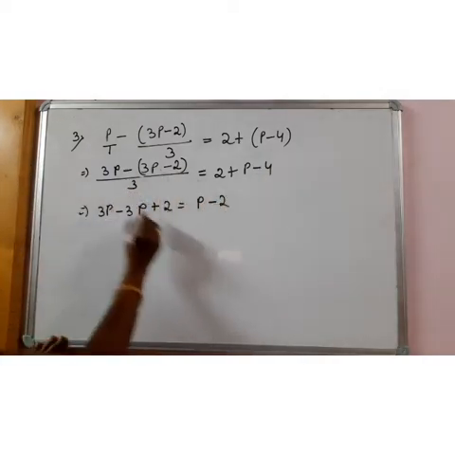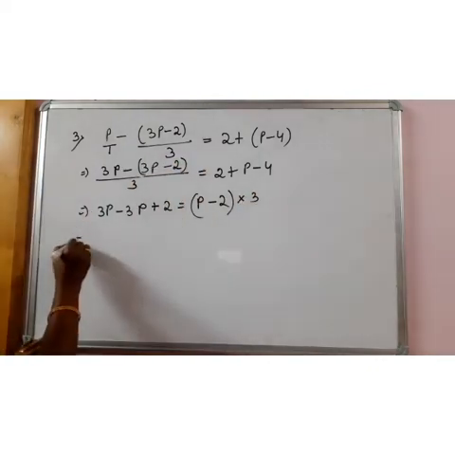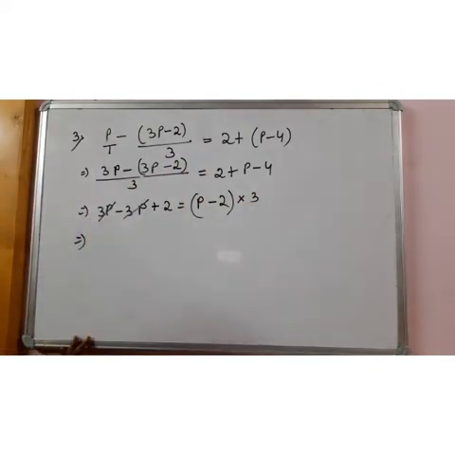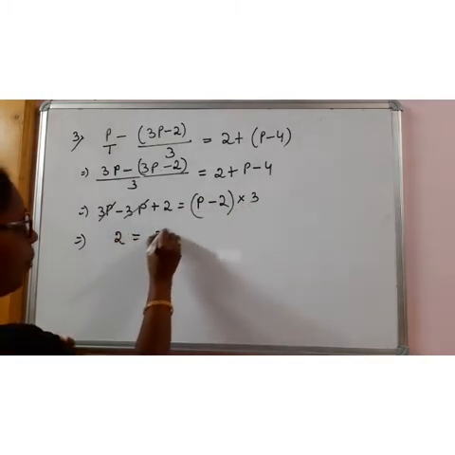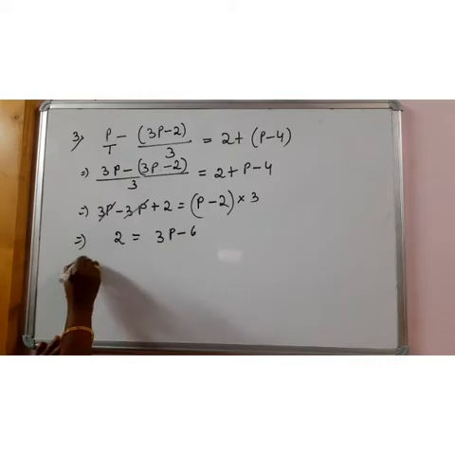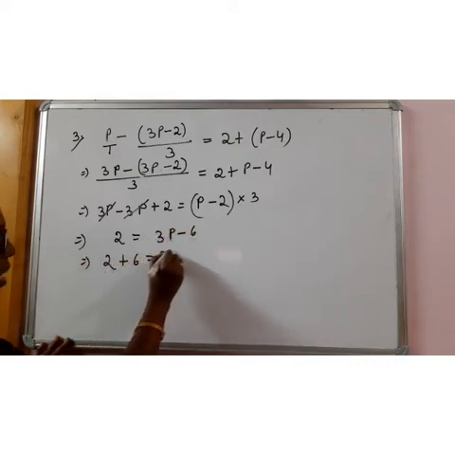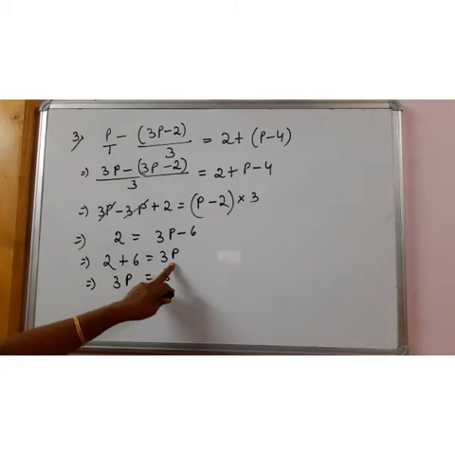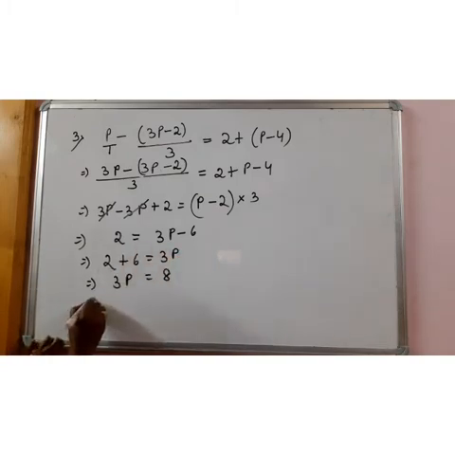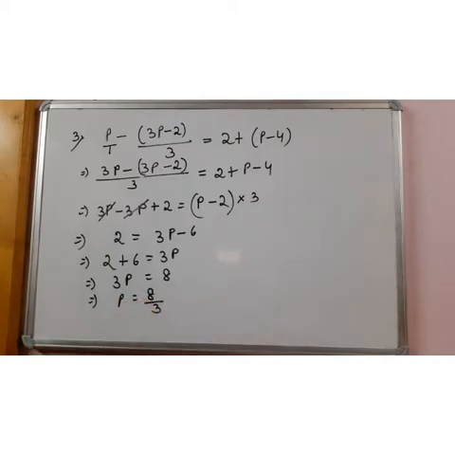This divided by 3, I am taking this side, it will be into 3. That implies 3p - 3p is cancelled. We get 2 only, equal to 3p - 6. Let me bring this minus 6 to this side as plus 6. That equals 3p, so 3p = 8. So I wrote 3p = 8. That implies p = 8/3.